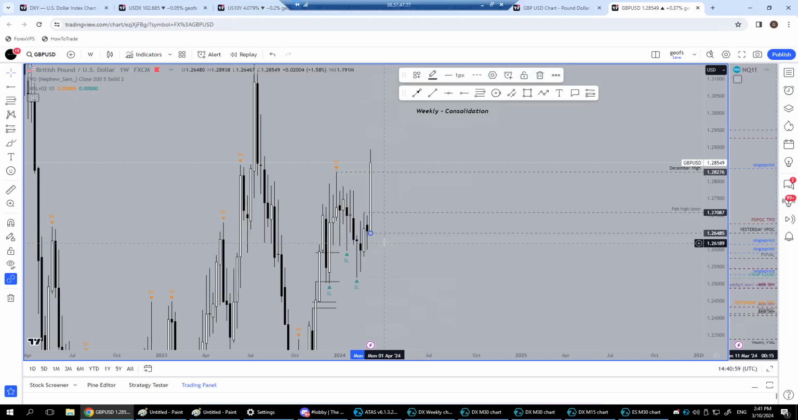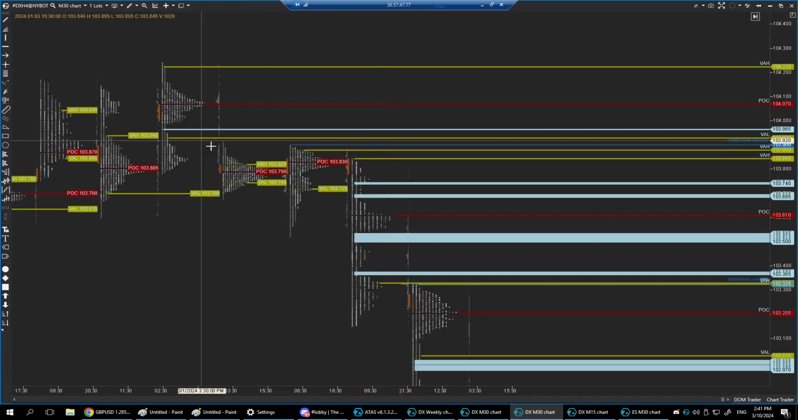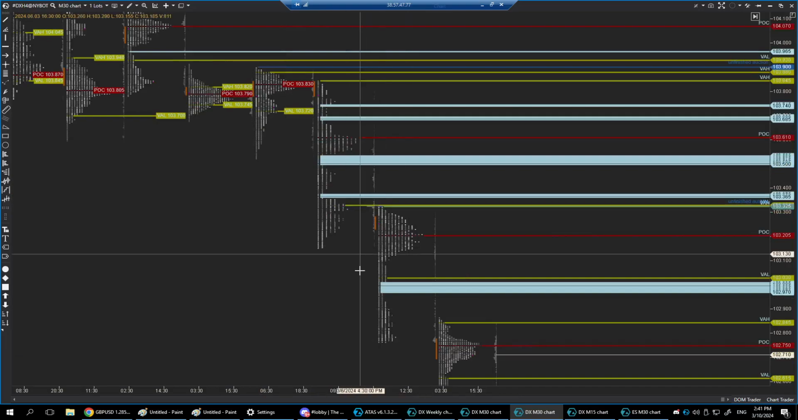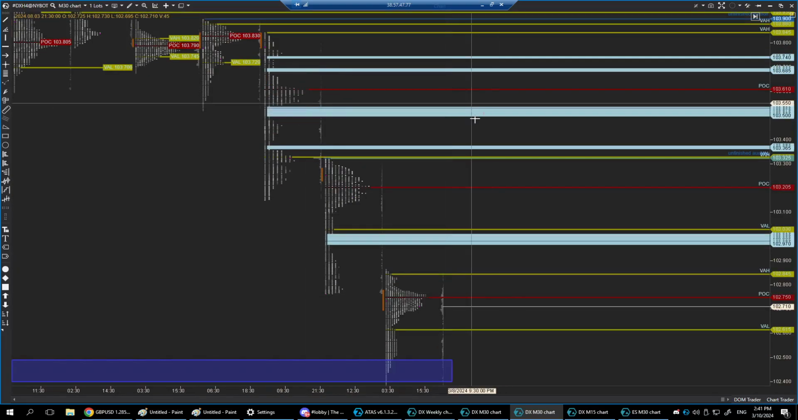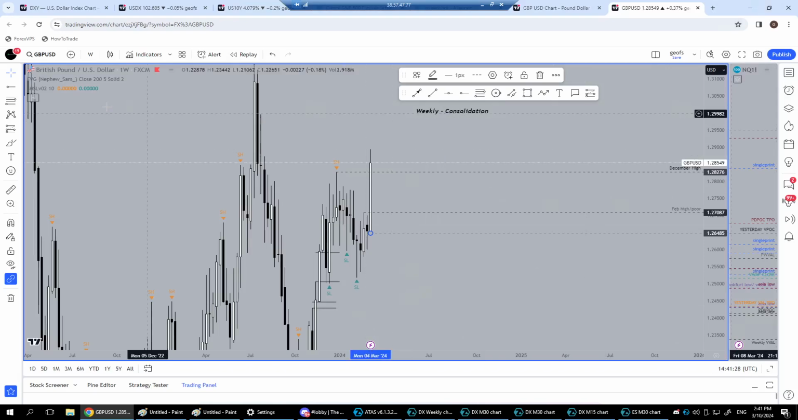I finished Dixie, so I noticed a couple of things on Dixie before I switched over. The unfinished auction on Thursday's high, and also kind of the weekly high, kind of unfinished. So after CPI, these might be targets, you know, to get up to here.